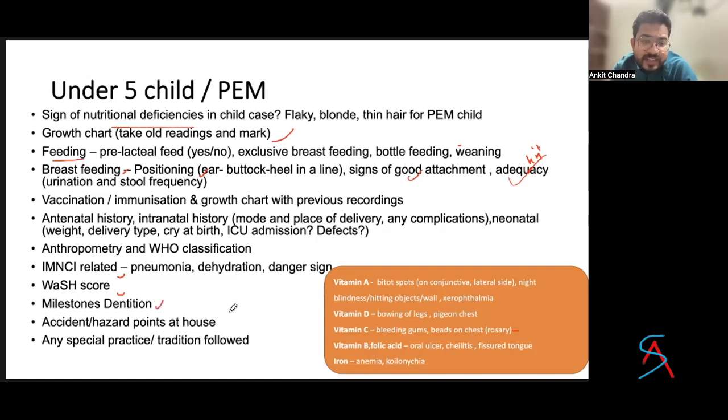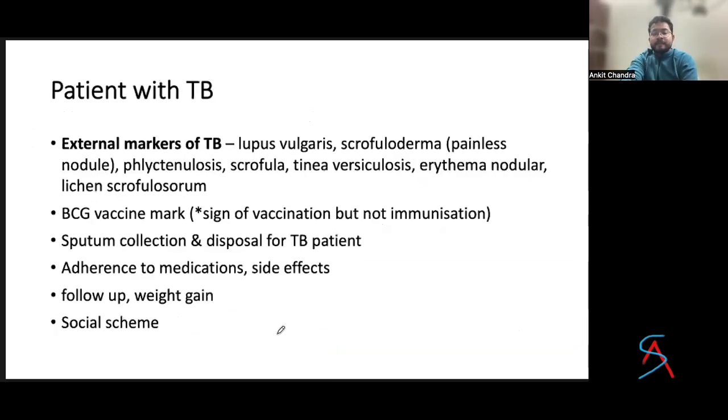Milestones and dentition, you have to check, and you also have to assess for any accident or hazard points at the house, and any special tradition or cultural related practices. In case of a patient with TB, you have to look for any external marker of tuberculosis, the BCG vaccine mark. Remember, a vaccine mark is a sign of vaccination but not immunization. Immunization means antibody has been formed.